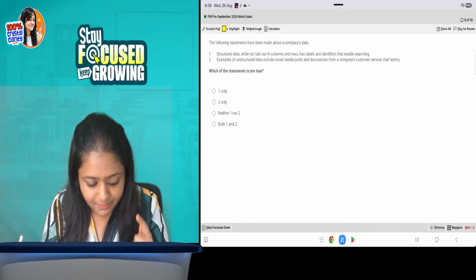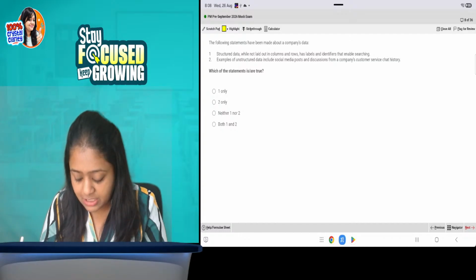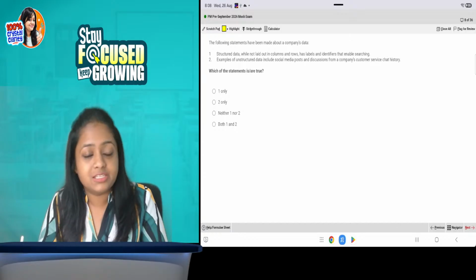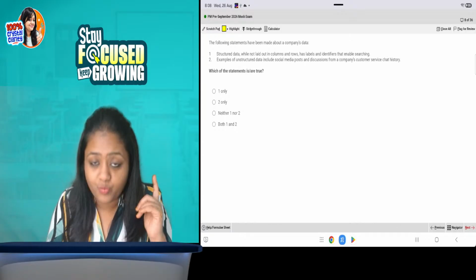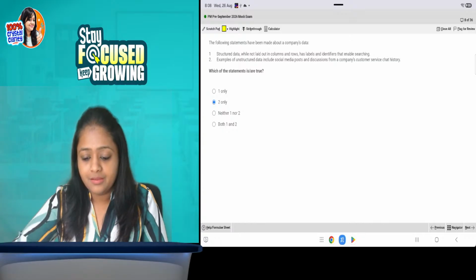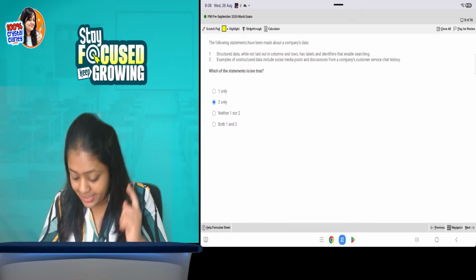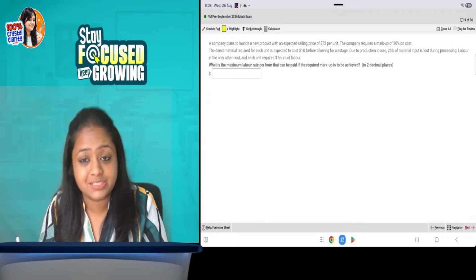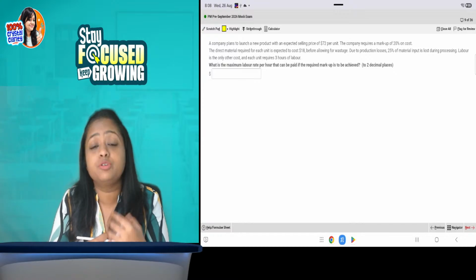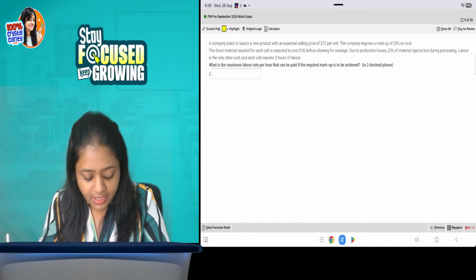Next is: examples of unstructured data include social media posts and discussions from a company's customer service chat history. Absolutely. It's all unstructured, we have read. So which is the statement which is correct? Only the second. Yes, a 30 seconds question. Save time where you can so that you can utilize this time for that part where you don't have much time left. Okay, now let's do this.